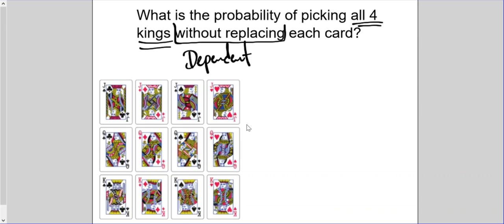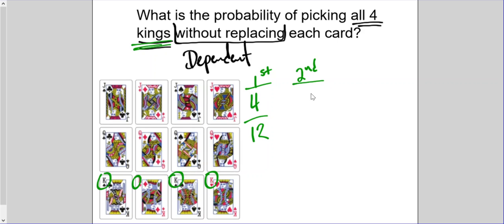So I'm looking at this set of cards. What's the chance that I pick out one of these kings? So these are my kings. That is my first king. That is a chance of 4 out of 12 options. Now on the second one, I'm not replacing that one. It doesn't matter really which one I pick out. I'm going to say it's this one.